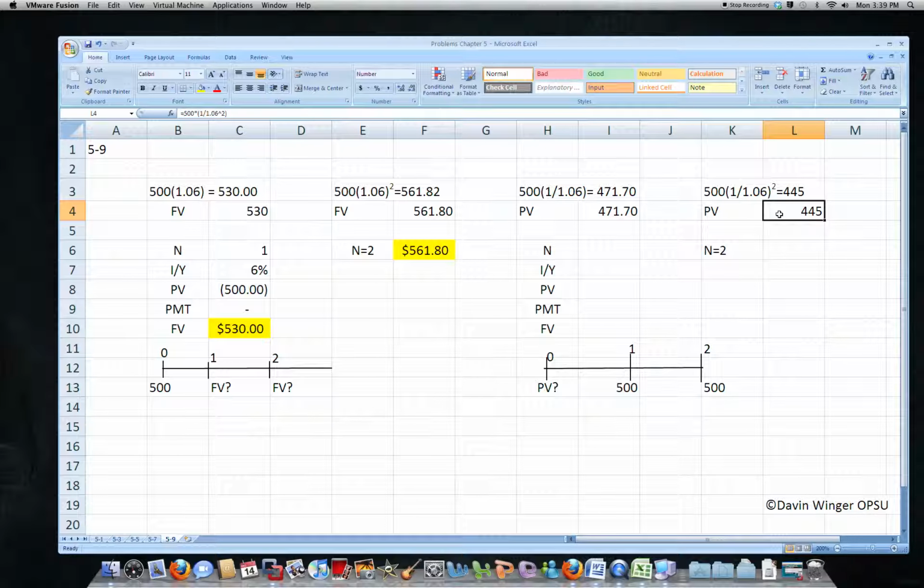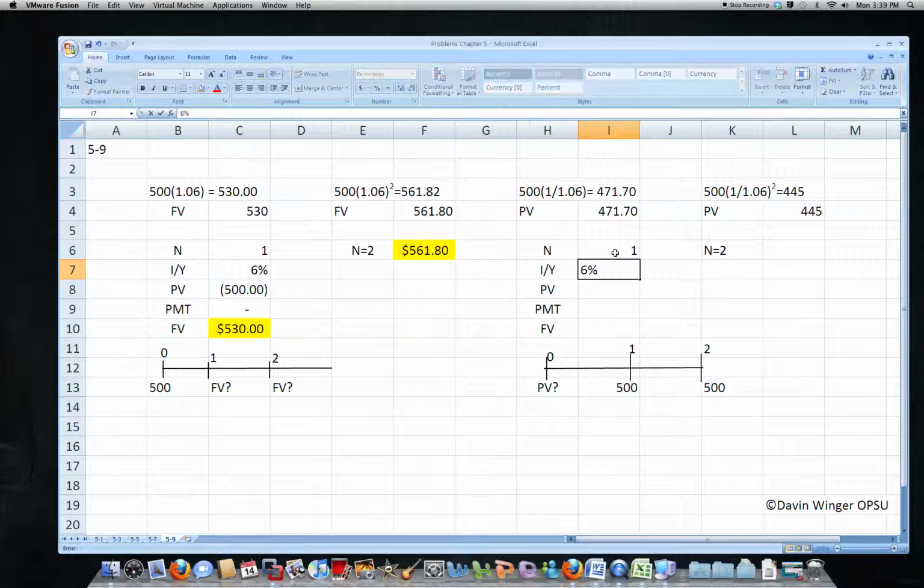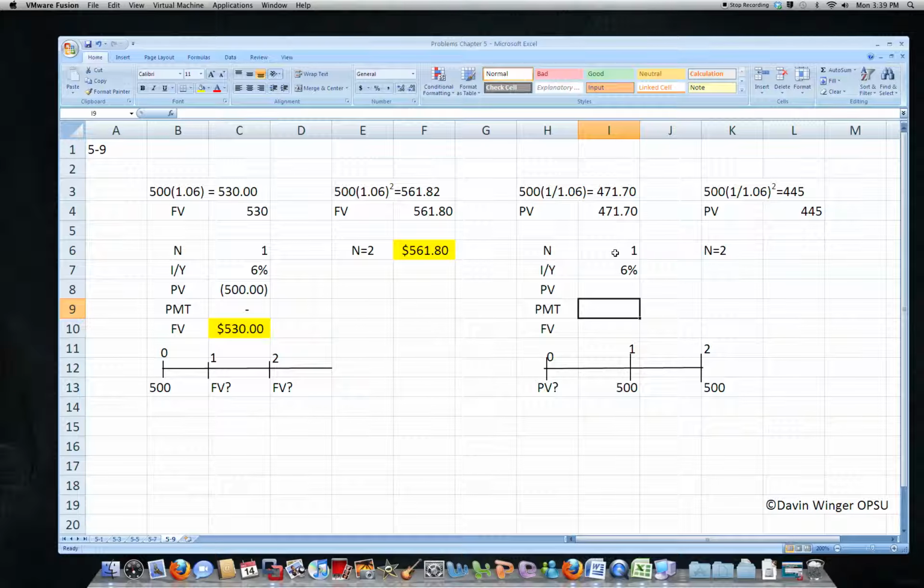Or we could write it as a formula in our spreadsheet, say equals 500 times 1 divided by 1.06 to the second power, and you need to put your parentheses around it. We'd put it in the financial calculator like this. 1 would be N. Our discount rate would be 6%. We're solving for present value. Our payments would be 0, and our future value would be 500.